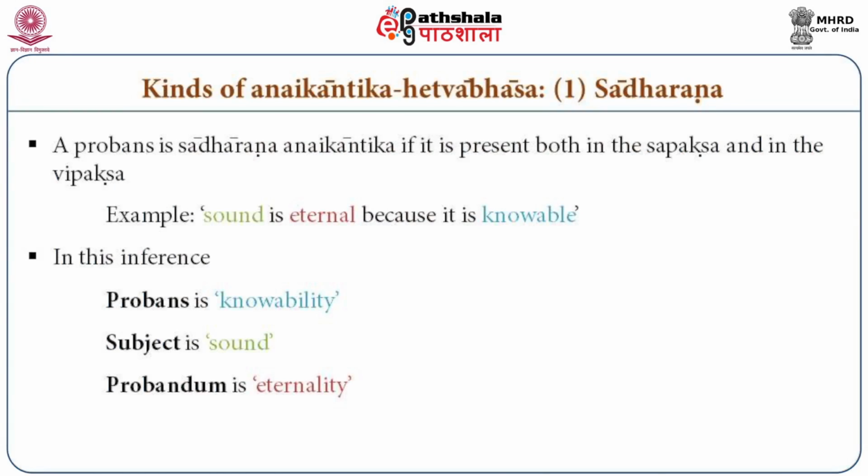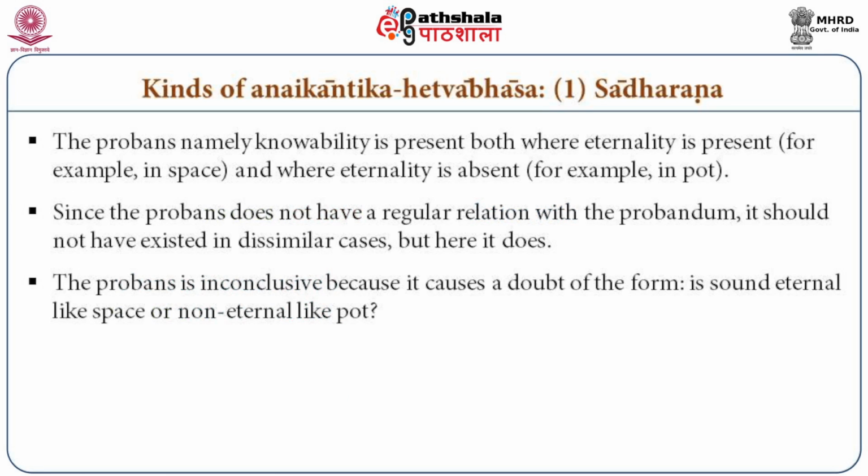Now we will consider the examples of these varieties of Anaikantika. Sadharana Anaikantika, the example is: sound is eternal because it is knowable. So here knowability is the probans which exists in the whole of Sapaksha and the whole of Vipaksha, that is, all the things which are eternal and also all the things which are non-eternal. Knowability as probans is called sadharana, and it is inconclusive because it causes a doubt of the form: is the sound eternal like space or non-eternal like pot?